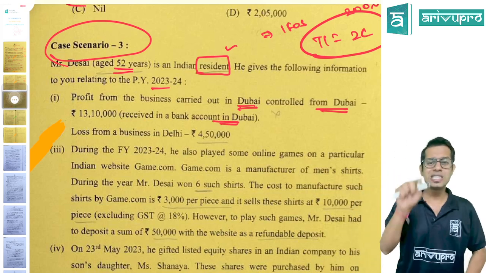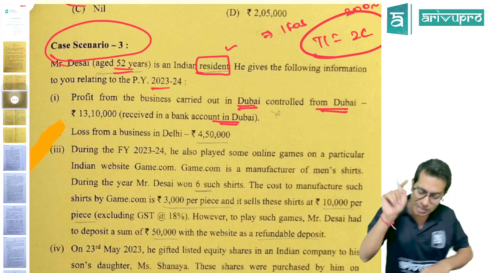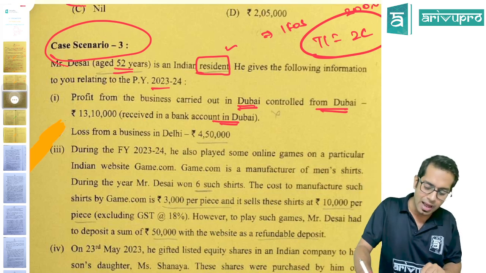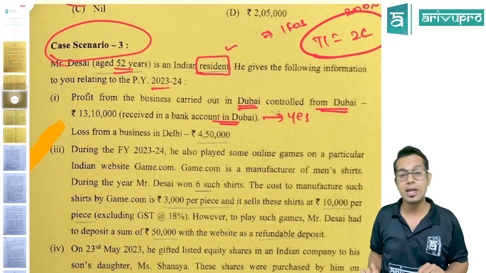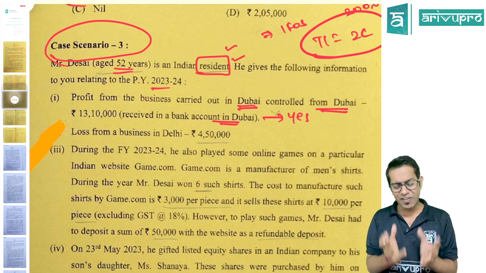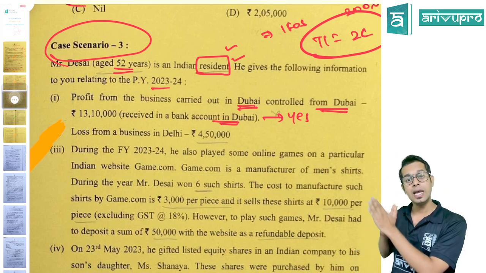Whatever answer you are telling, no, it is wrong. Why, sir? Is this income taxable in India? Answer is yes, this income is taxable in India. Why, sir? Because he is a resident person.